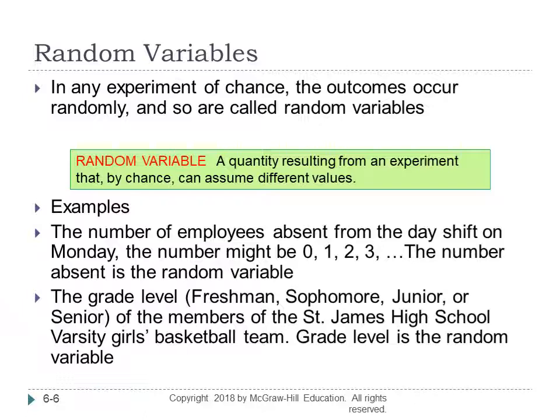Of course, we just saw an example. The number of heads you get when you toss 3 coins is an example of a random variable, and the possible values that variable can take are 0, 1, 2, or 3. Here are more examples. The number of employees absent from the day shift on Monday. Of course, that number can be 0, no absence, 1, 2, 3, up to the number of employees available. The number of employees absent is an example of a random variable.